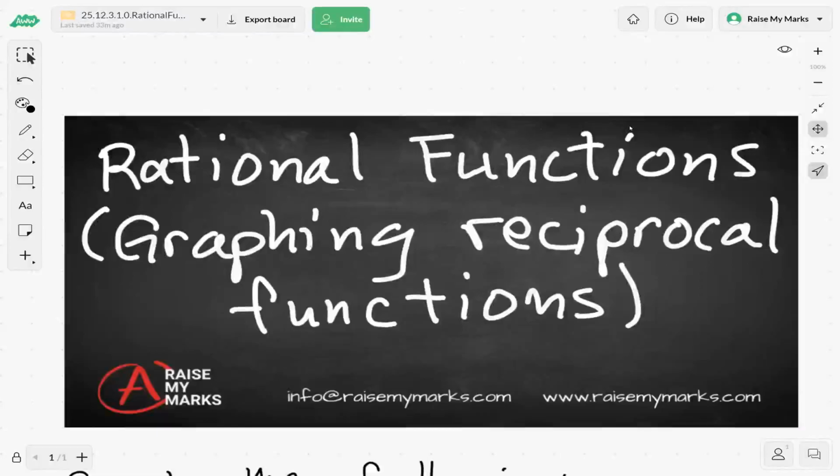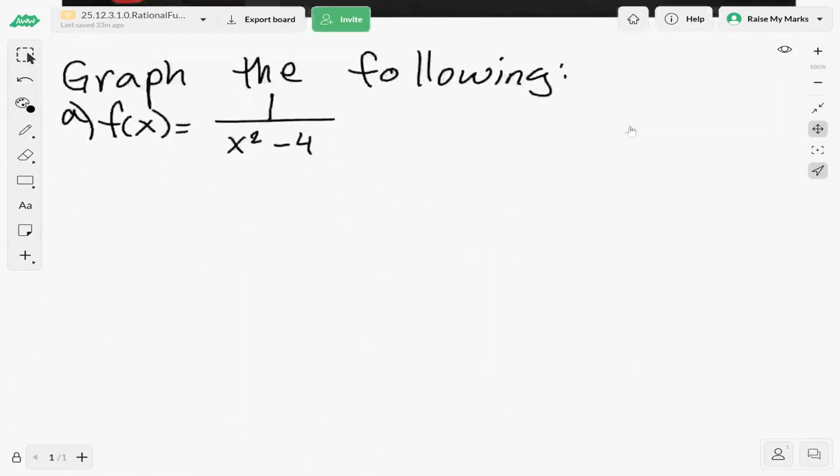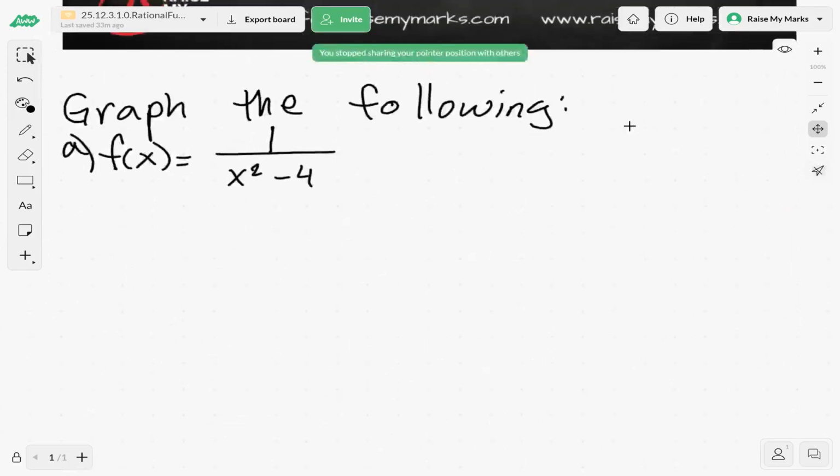In this video today, we're looking at rational functions again, and we're looking at graphing reciprocal functions. So let's have a look at what we're going to start with. We're asked to graph the following function: f of x equals 1 over x squared minus 4.